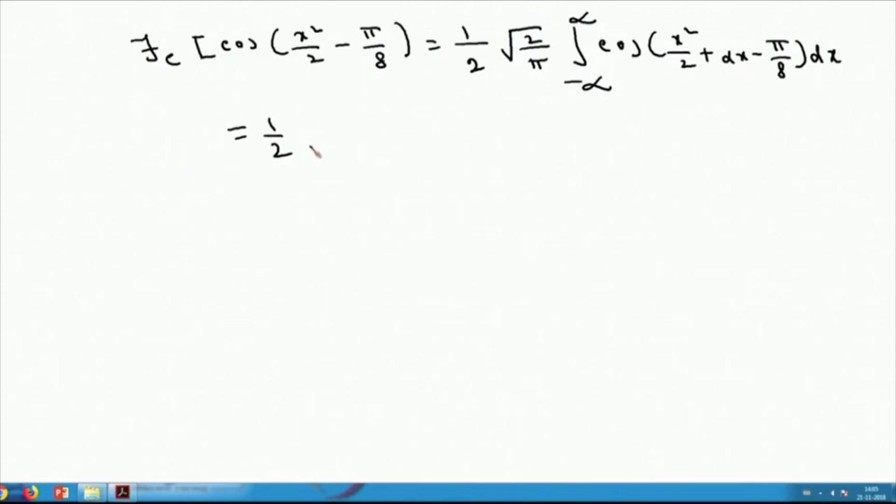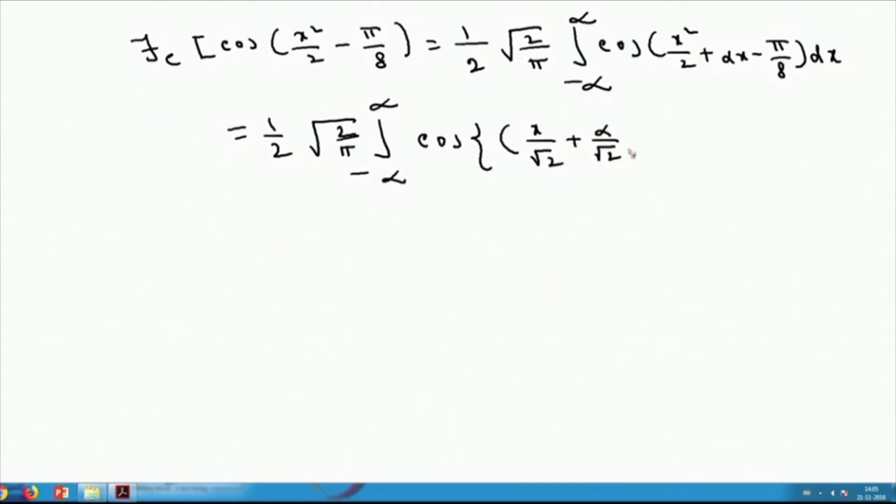This equals half into root over 2 by pi, integral from minus infinity to infinity. This I can write in whole square form, that is cos of (x by root 2 plus alpha by root 2) whole square. Once I am writing this, I have to adjust it. After adjustment, cos of this will become minus alpha square by 2, since this whole square term will not be there, and the pi by 8 term is not here. So this will be plus pi by 8 into dx.